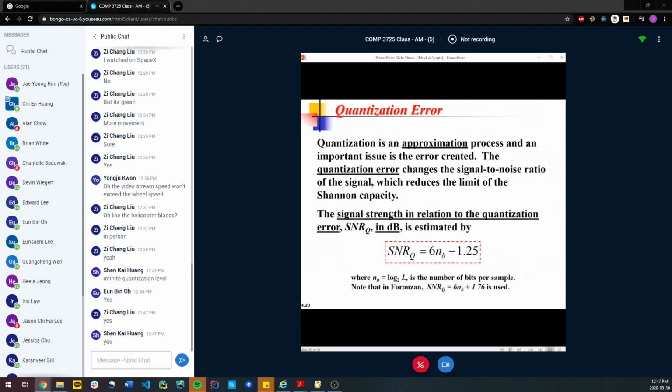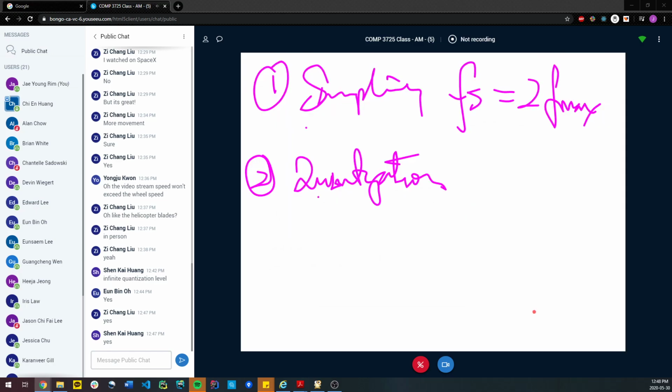Okay, so how do we estimate that? It turns out that we can determine the amount of error in relation to the quantization by defining SNRQ to be approximately 6 NB. So let me write that down for you here. Forget about the correction, but I'm saying this, right? SNRQ is approximately 6 times NB. And this unit is in dB.